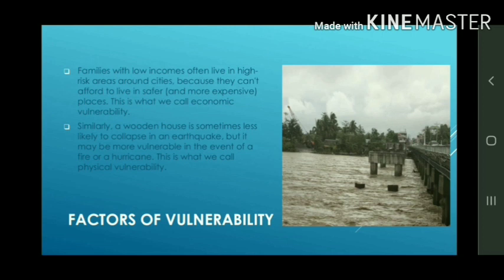Families with low incomes often live in high-risk areas around cities because they can't afford to live in safer and more expensive places. This is very true. This is what we call economic vulnerability. Similarly, a wooden house is sometimes less likely to collapse in an earthquake, but it may be more vulnerable in the event of a fire or a hurricane. This is what we call physical vulnerability.